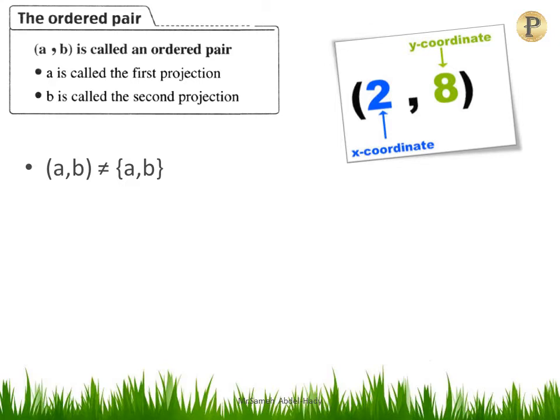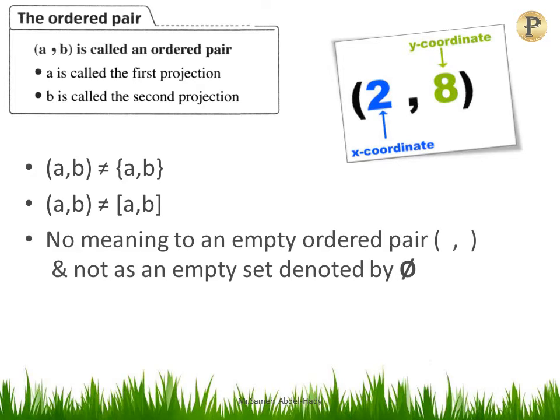You have to see, I write the ordered pair between two arc brackets. Now you have to notice. The ordered pair A and B doesn't equal the set consisting of elements A and B. And the ordered pair A and B doesn't equal the interval A and B. You have to think why. What's the difference between them?